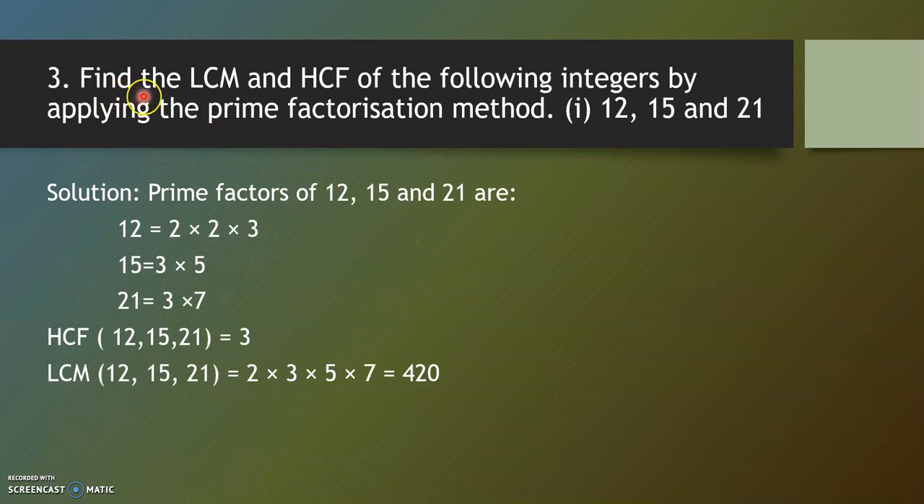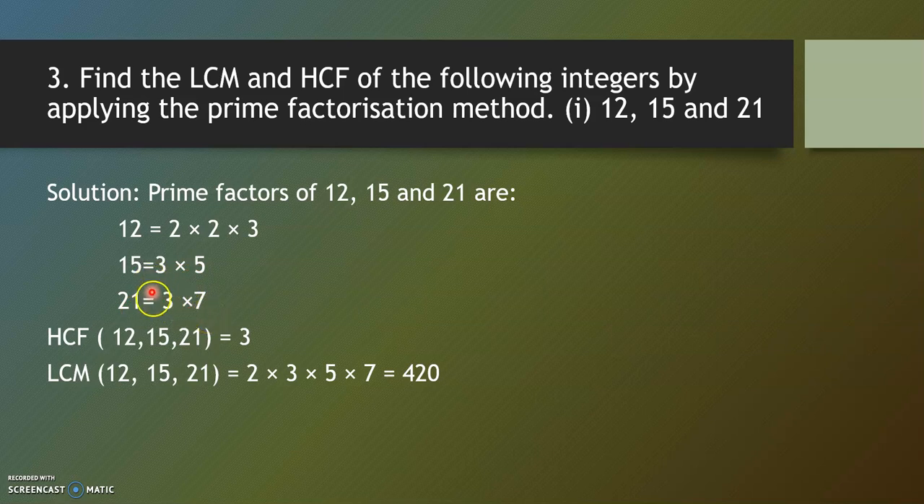Question number third says, find the LCM and HCF of the following integers by applying the prime factorization method. So the method is same, but instead of two numbers you have been given three numbers. Okay, so you have to again find the prime factors. What are the prime factors of 12? 2 into 2 into 3. What will be the factors of 15? 3 into 5. And what will be the factors of 21? 3 into 7.